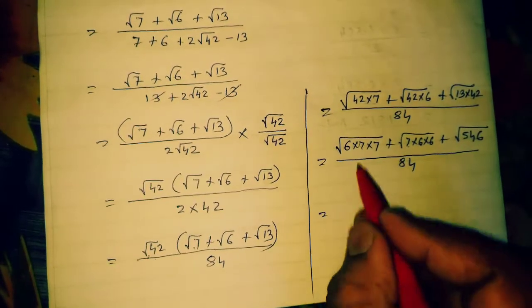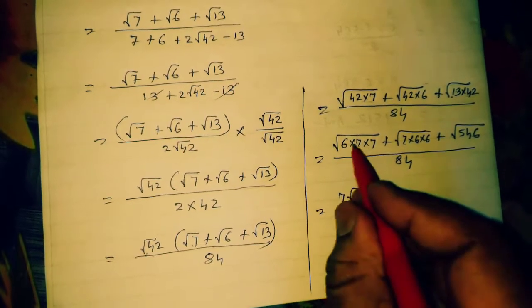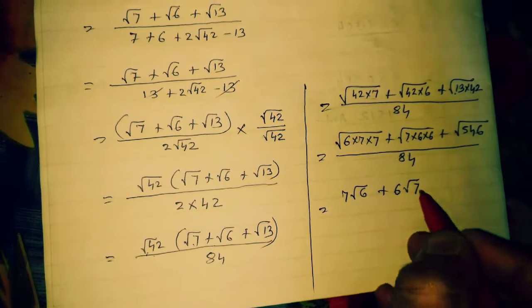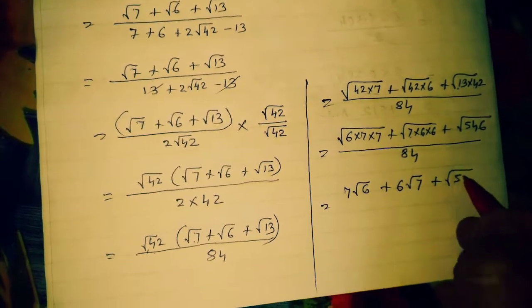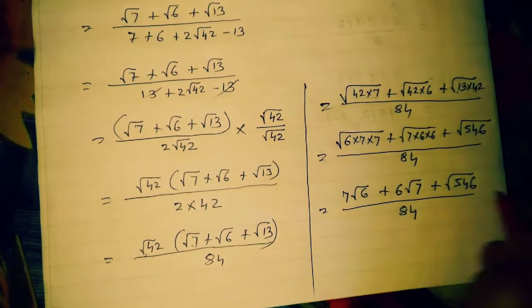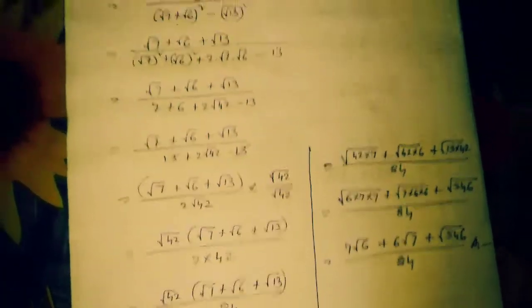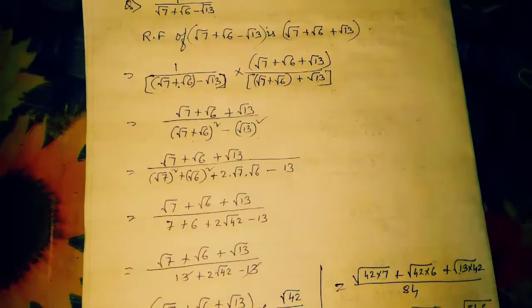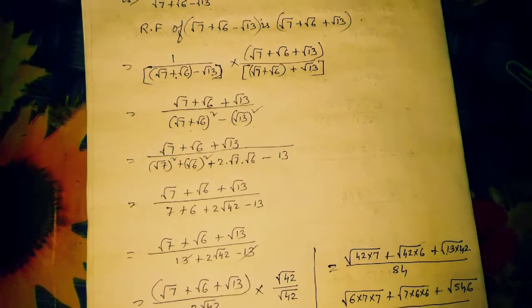Here one number is coming outside the root because it is coming in a pair. So 7 root 6 plus 6 root 7 plus under root 546, divided by 84. So this way we'll rationalize. When three numbers are given in the denominator, we convert it with rationalization only. Okay.